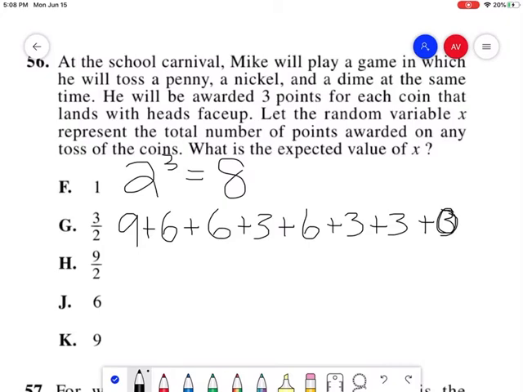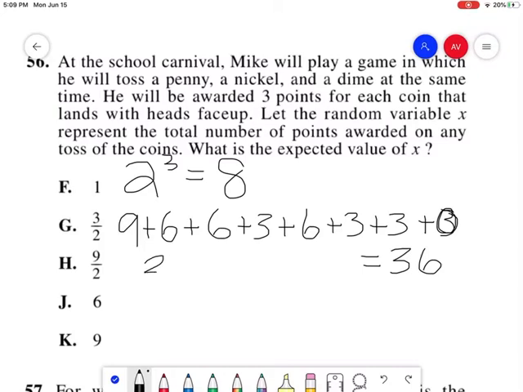So when we add all these up, we're going to get 9 plus 6 is 15, plus 6 is 21, plus 3 is 24, plus 6 is 30, plus 3 is 33, plus 3 is 36 total points. And so we have 36 total points from all these 8 scenarios.